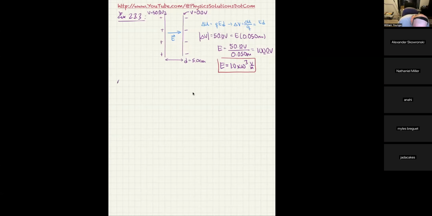So note, that's something to keep in mind. The units for the electric field are newtons per coulomb or volts per meter.